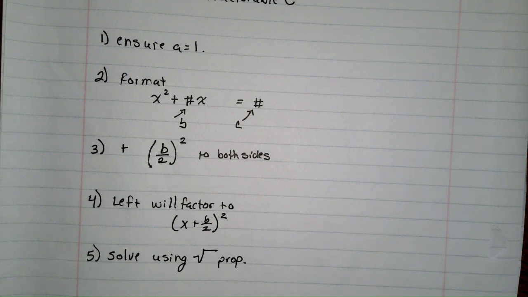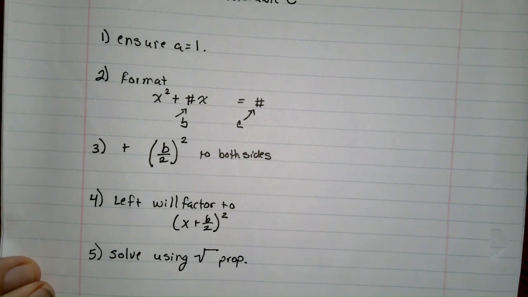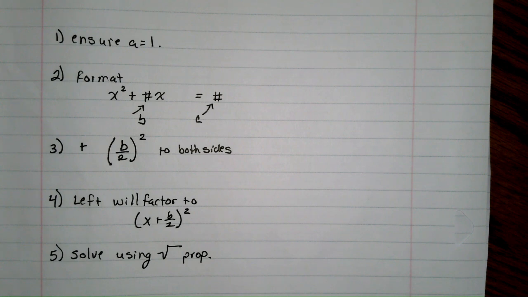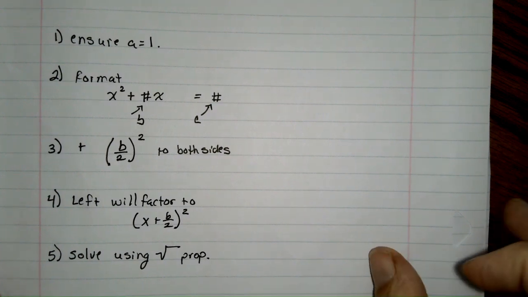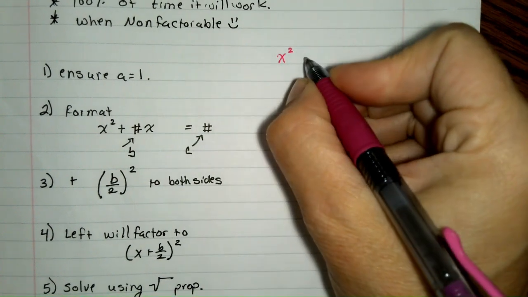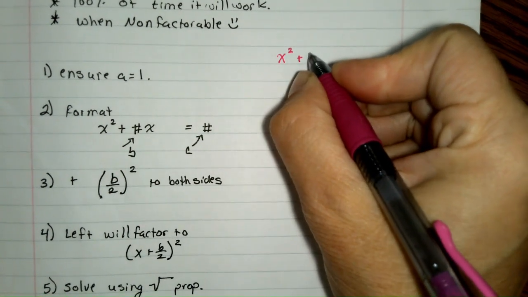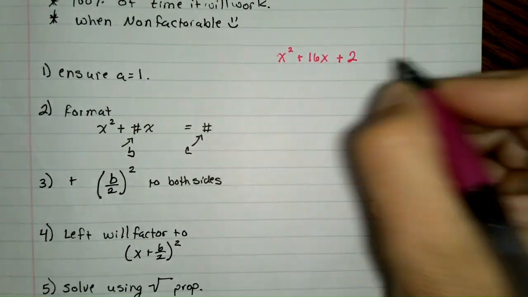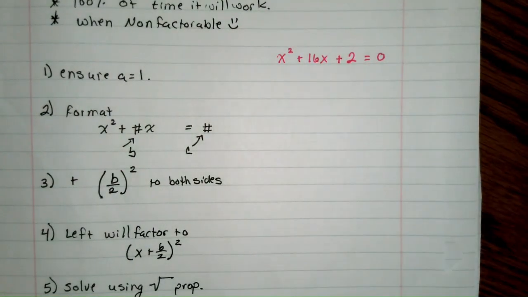One of the reasons why I teach this is also in the future for circles, especially if you're going to take college algebra. In the meantime, I do have a shortcut workaround for this if you get stuck. So keep that in mind. I will give you a shortcut workaround after I show you the proper way. So let's say we have x squared plus 16x plus 2. And this is what we're trying to solve.